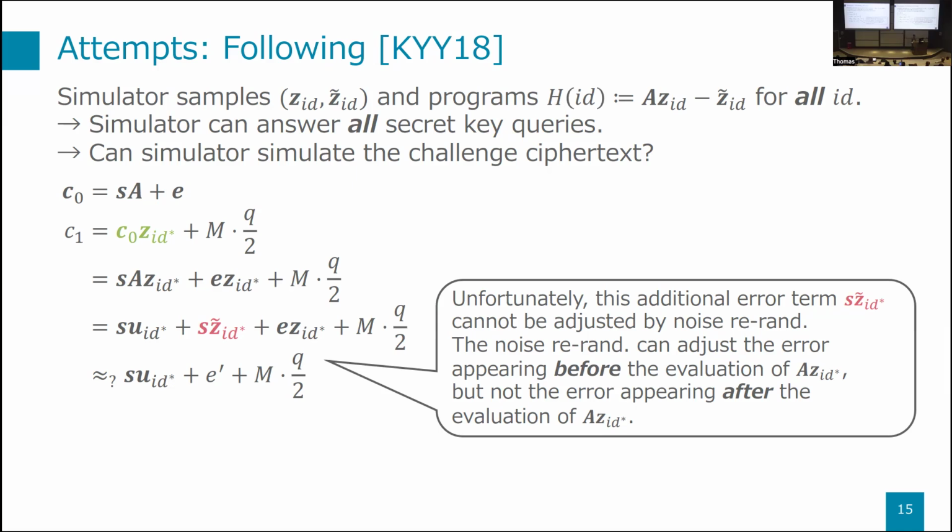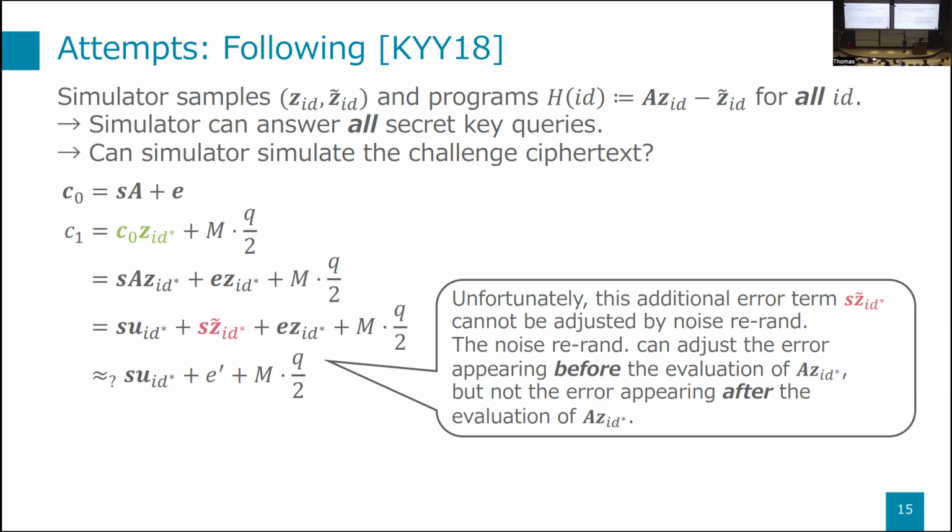As in KYY18, we try to simulate the ciphertext C1 by using the secret key of G for ID star. That is GID star. In this case, we obtain the following equations. Unfortunately, this additional error term S GID star, due to the approximate error, cannot be adjusted by the noise randomization techniques by KY16.